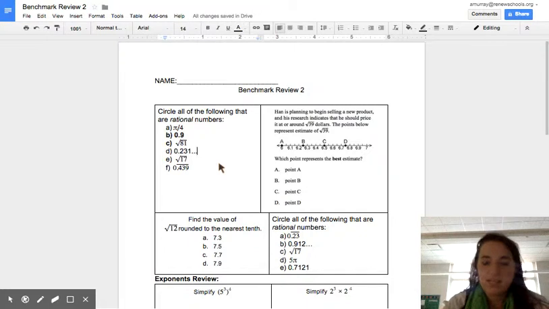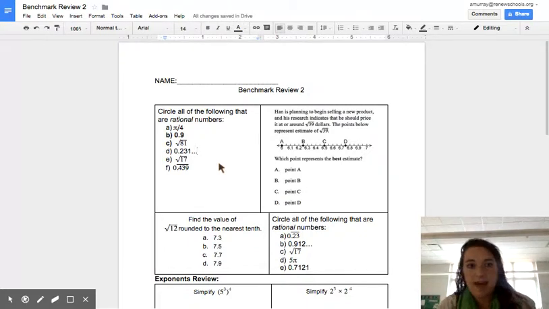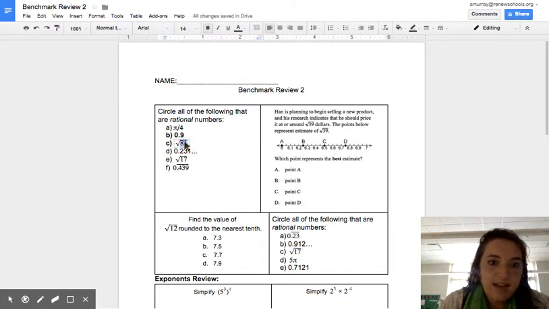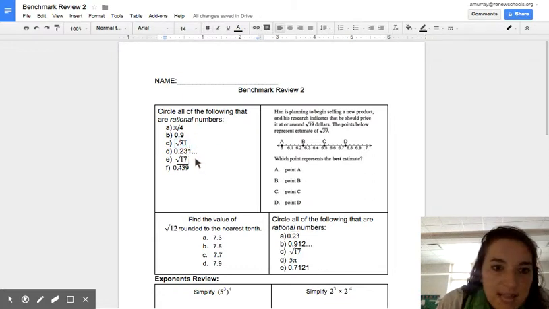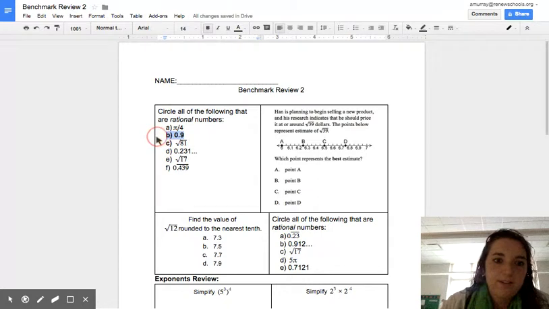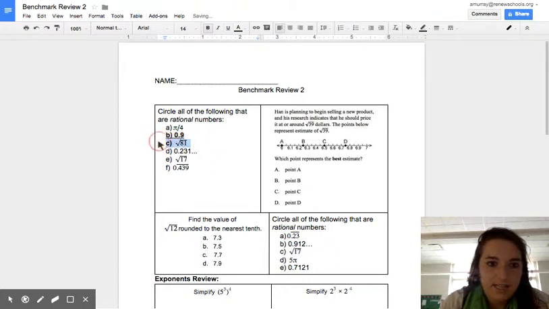D, which would continue on forever, that means continue on forever without repeating. Is that rational? No, it's not. What about E, square root of 17? I'll underline the ones that are rational so that it's easier to see.